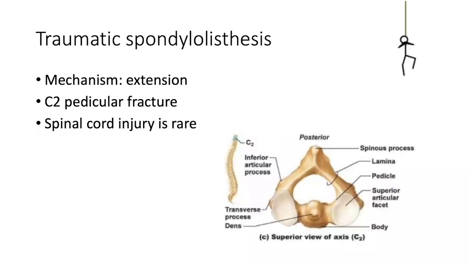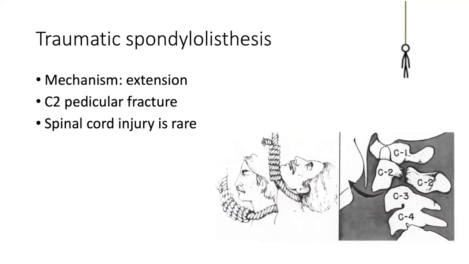We also have traumatic spondylolisthesis. This is also known as the hangman's fracture, and it is caused by extension. It's a fracture of the C2 pedicle, and spinal cord injury with this one is a little bit more rare. It used to be associated with hanging. Let me see if you can see the picture. Because the noose itself would push the head extremely backwards, and that's what caused the fracture in itself. Hangings today are not associated with that because people don't use this type of arrangement with a rope.